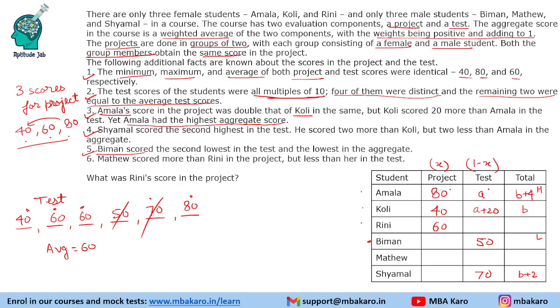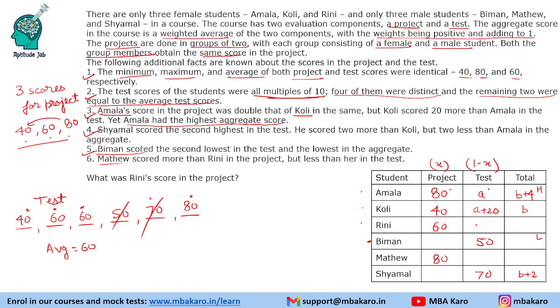Then it says Matthew scored more than Rini in the project. So Matthew must have scored 80 marks in the project, but less than her in the test. So Matthew has got 80 in the project and has to get less than Rini in the test. Let us see what score he can get in the test.